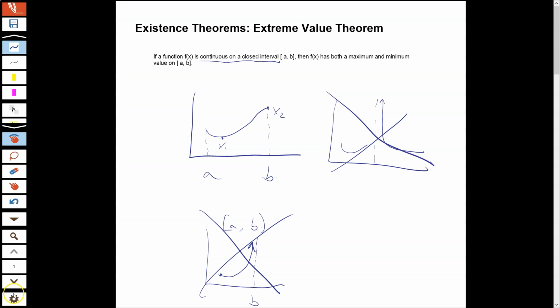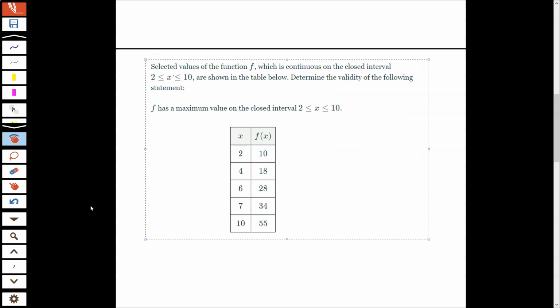Let's look at some Delta Math problems. Okay, so here's as simple as they get. So selected values of the function f, which is continuous in the closed interval 2 to 10. So that's what we're going to read for. Making sure the function is continuous. Again, that's why we're studying this with the intermediate value theorem, because they have the same hypothesis. And then selected values are shown in the table below, but we just need to know whether f has a maximum value in the closed interval.